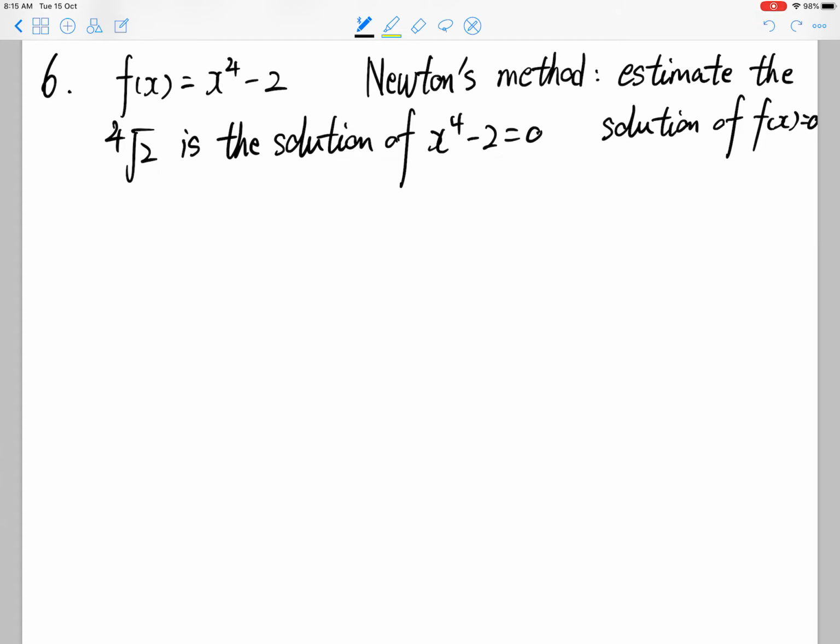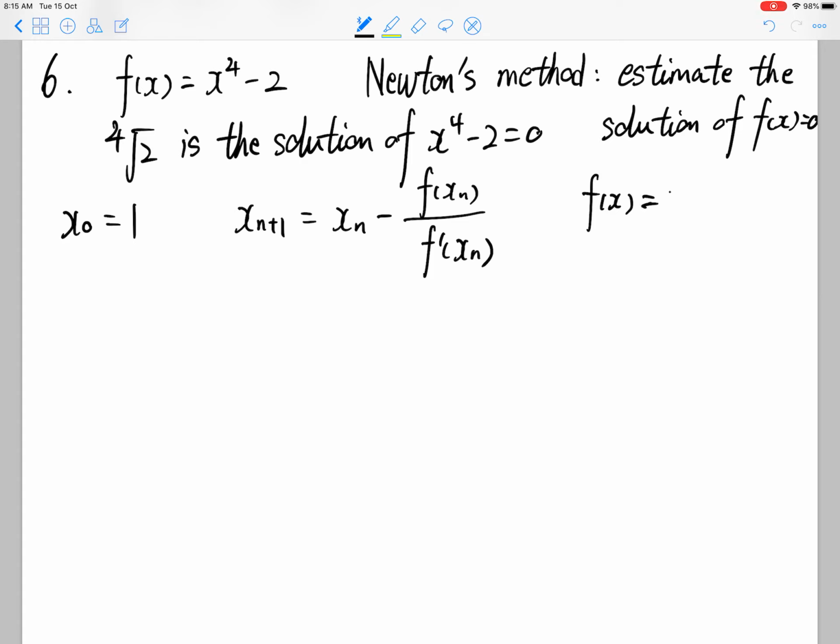So we can just use the formula. We start from the point x0 is 1, right? Then in Newton's method, x(n+1) is xn minus f(xn) over the derivative at this point. Okay, so f(x) is x to the power 4 minus 2, right? f prime(x) is 4x cubed. So now x1 is x0 minus f(x0) over f prime(x0).